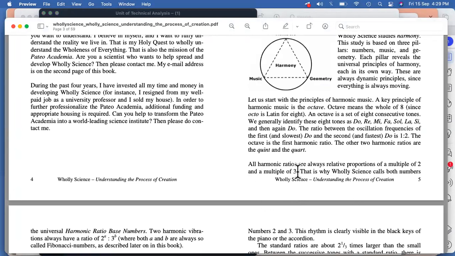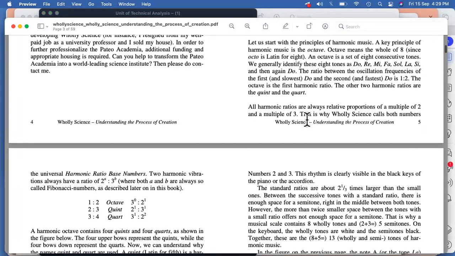So here they are talking about harmonies. Let's read this. This is page number 5. All harmonic ratios are always relative proportions of a multiple of 2 and a multiple of 3. This is again one wonderful thing that we will be able to know. That's why we need to read books and understand more of the theory part also. That is why Holy Science calls both numbers the universal harmonic ratio base numbers. So 2 and 3 are base numbers. Of course, 1 is there, but one falls into a different category. So 2 and 3 are considered the harmonic ratio base numbers.